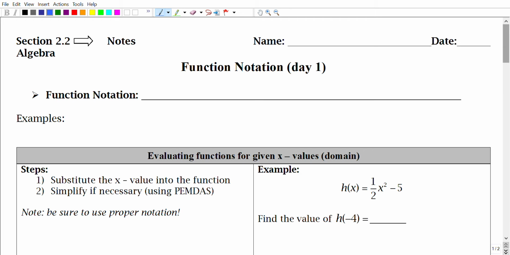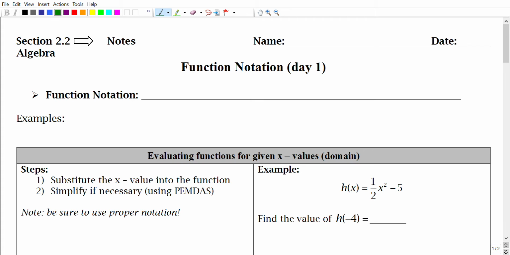So let's recap a little bit. A function, as we talked about yesterday, is a relation that satisfies not only the criteria of a relation, but also the criteria of having unique x values in the domain. All that means is there's no repeats in our x values when we list all of our domain values. And it also means that it passes the vertical line test.